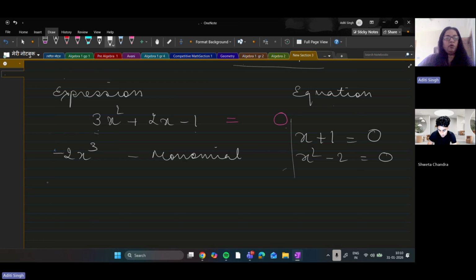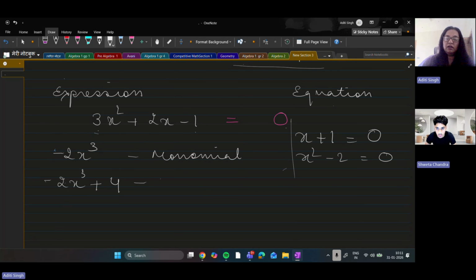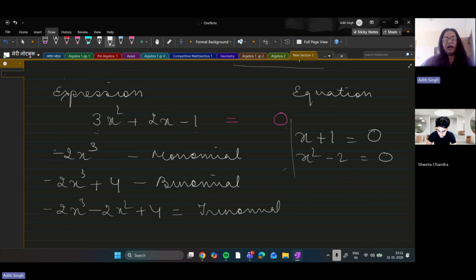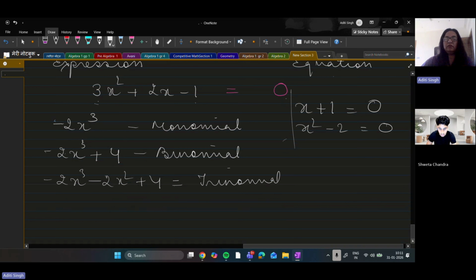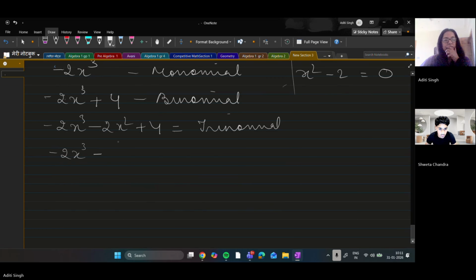If you have minus 2x cube plus 4, then what do you call it? There are two terms. This is called binomial. Yes. And when you have three terms, then trinomial. 2x cube minus 2x squared plus 4, this is trinomial. And when I add one more into this, what I'm going to add, you just let me know any number that I can add.